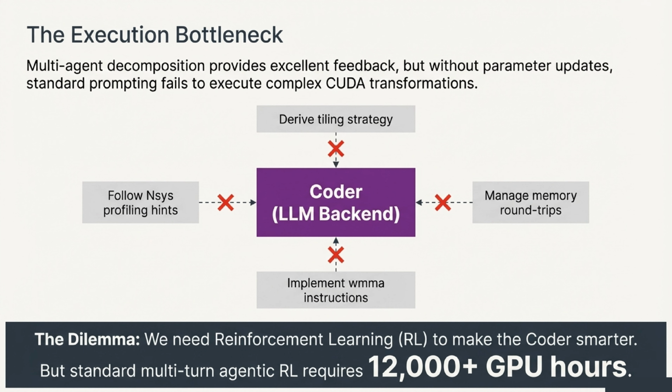But having a great multi-agent system exposes another problem: the execution bottleneck. Even though multi-agent decomposition provides excellent feedback, the coder LLM itself fails to execute complex CUDA transformations without parameter updates. It struggles to derive tiling strategies, follow profiling hints, or manage memory round trips. The dilemma is clear: we need reinforcement learning to make the coder smarter. But standard multi-turn agentic RL requires over 12,000 GPU hours, which is far too expensive.